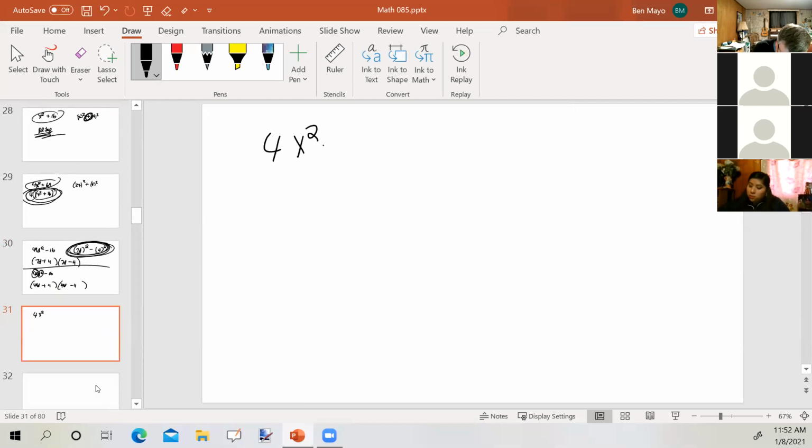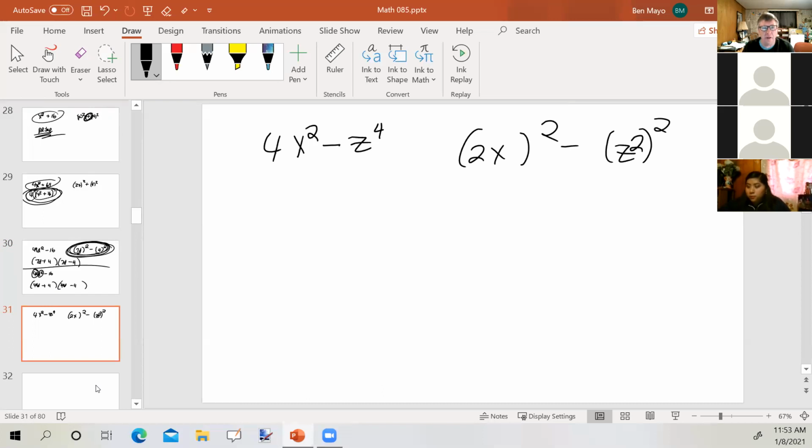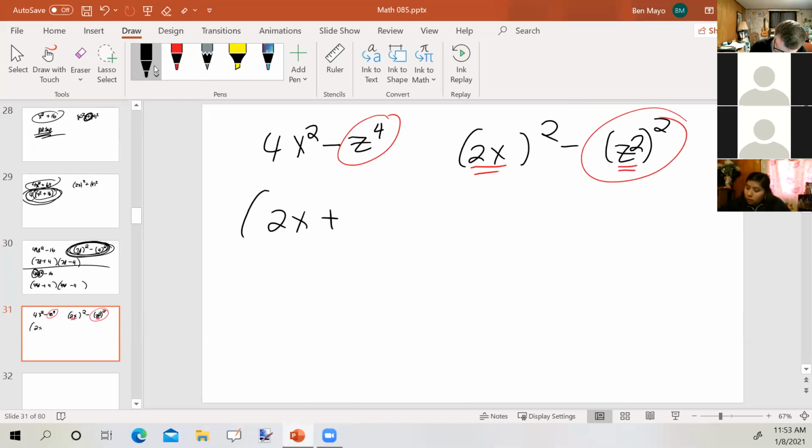4x squared minus z to the fourth power. Well, there's no greatest common factor, but 4 is 2 squared, x squared is x squared, and z to the fourth power could be written as z squared squared. So this becomes that. So now our bases are 2x and z squared. So I've got 2x plus z squared times 2x minus z squared.